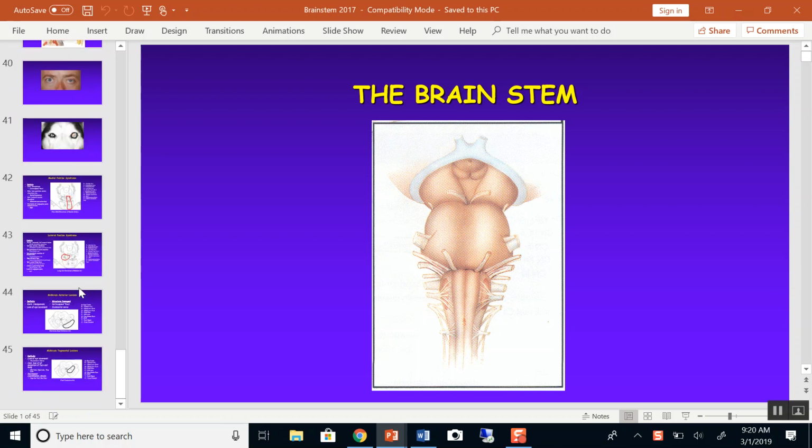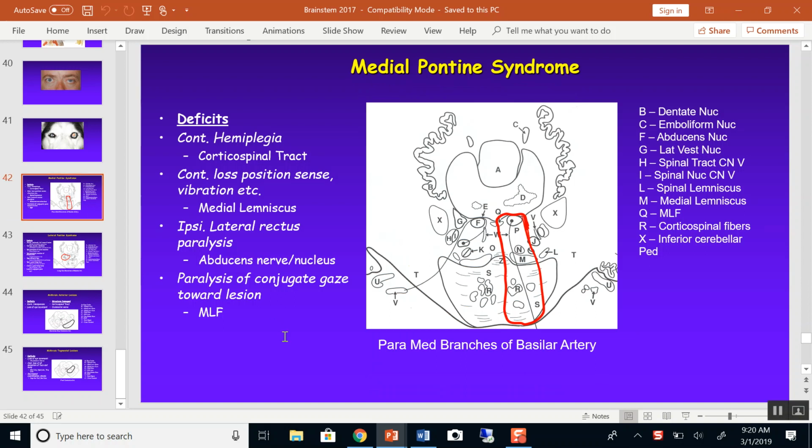We left off after Wallenberg syndrome, and we talked about Horner syndrome when you have that damage to the dorsal longitudinal fasciculus. So now we are in the pons, okay? There are two pontine syndromes we're going to talk about. The first is a medial pontine syndrome.